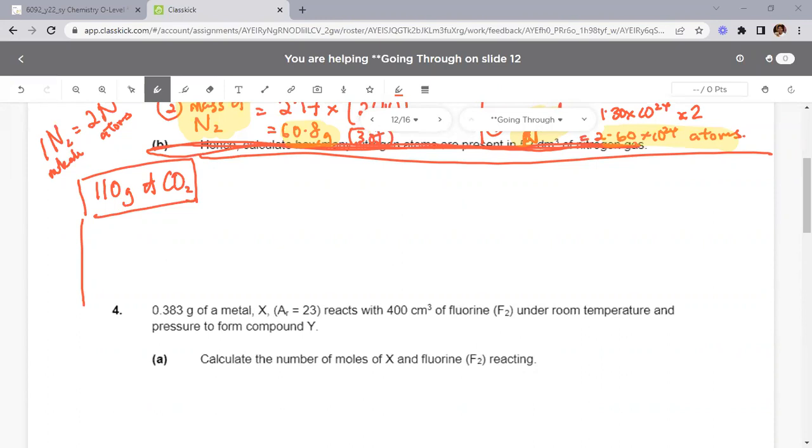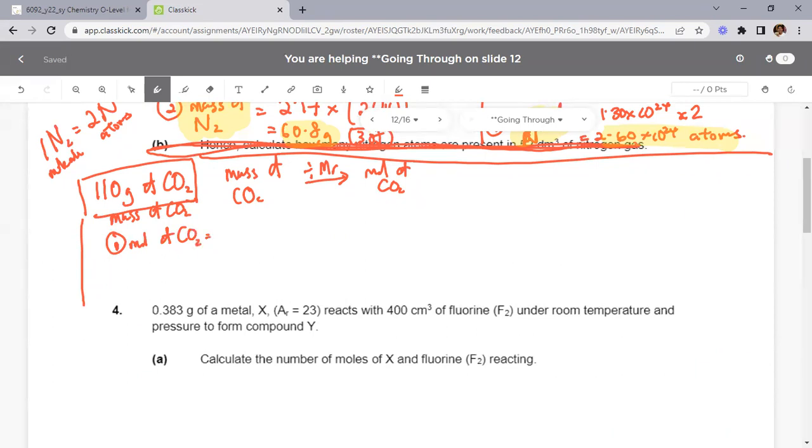Okay, so we are given 110 grams of CO2. This is actually the mass of CO2. Now, when given the mass of CO2, what can you find? You know that the mass of CO2, I can actually convert to find the mole of CO2. To do this, you need to divide by the Mr. So let's start by finding the mole. The first thing I'm going to do is to find the mole of CO2.